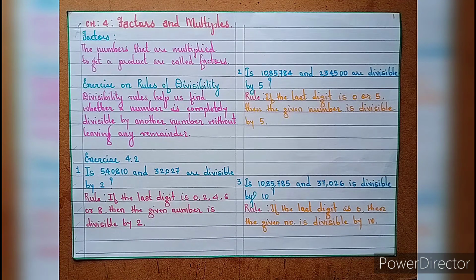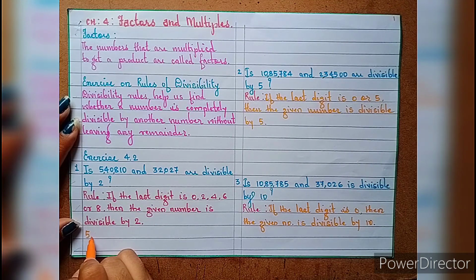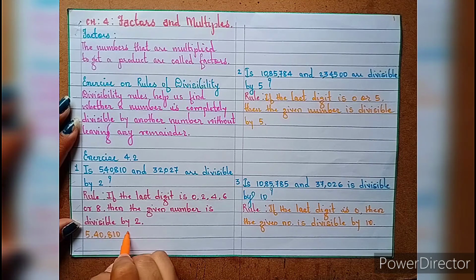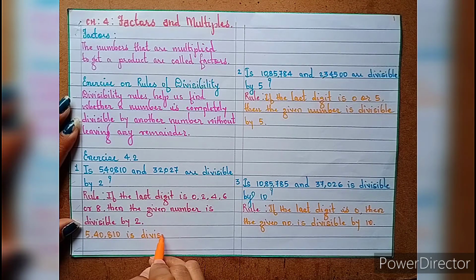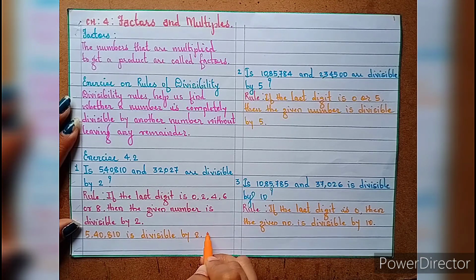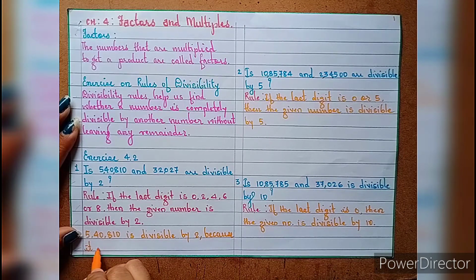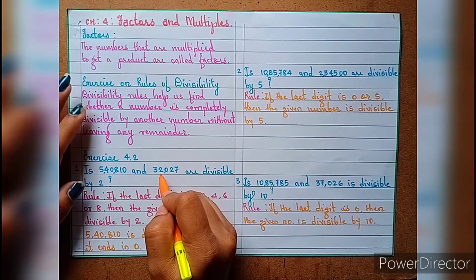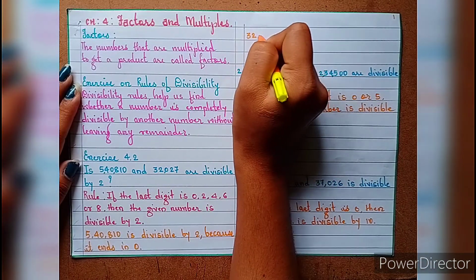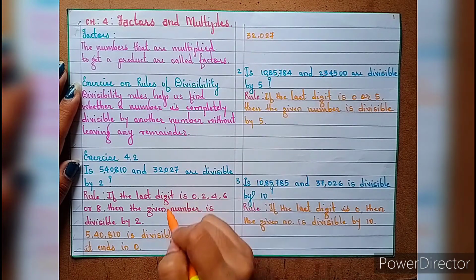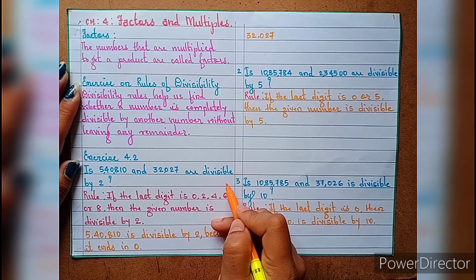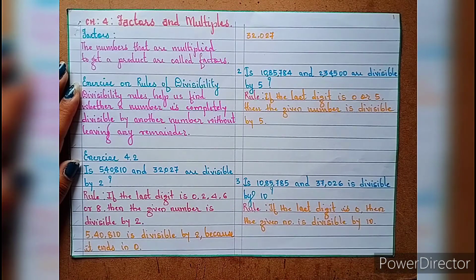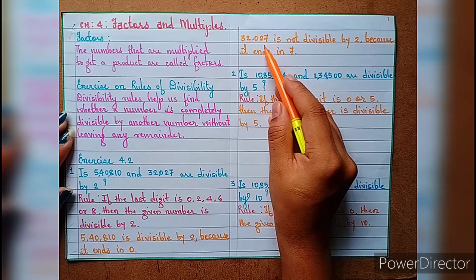So let's see how to solve this. So let's write: 5,40,810 is divisible by 2 because, what is the reason? Because the number ends in 0, and if it ends in 0, it is divisible by 2. Now let's see this example, that is 32,027. It is not divisible by 2 because it doesn't end in 0, 2, 4, 6 or 8. The number ends in 7, therefore it is not divisible by 2.